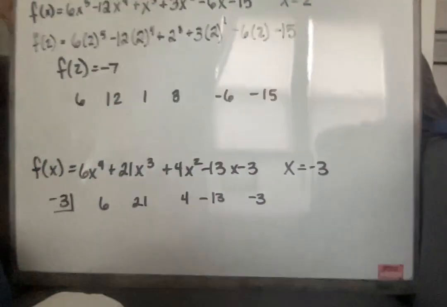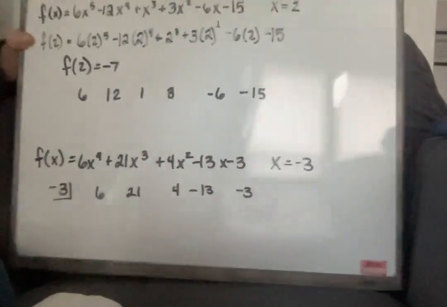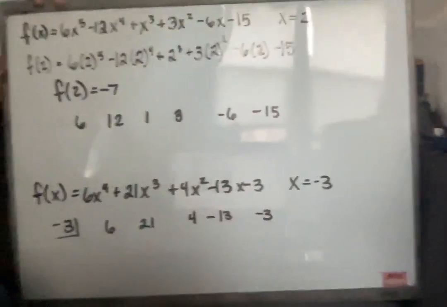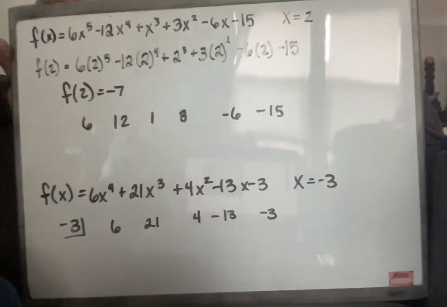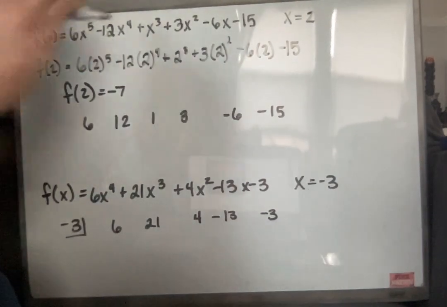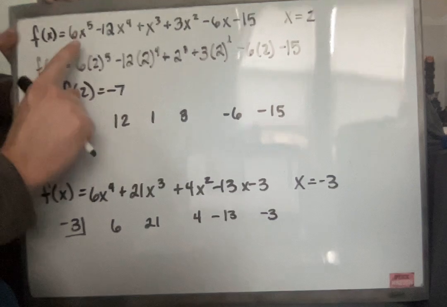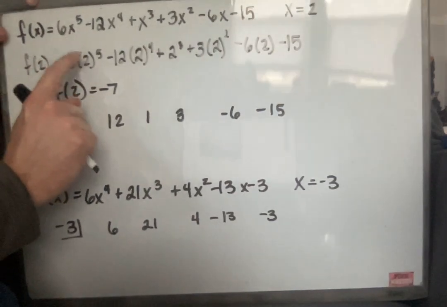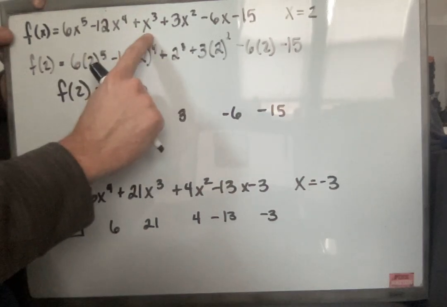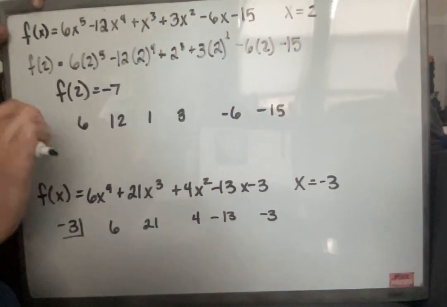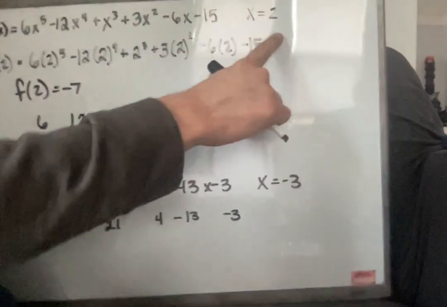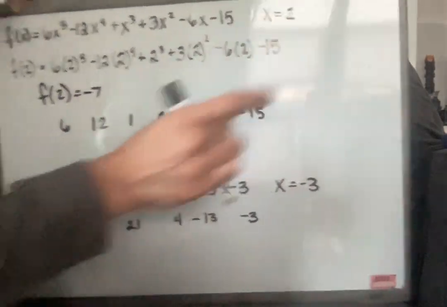All right, this is going to be the remainder theorem. What the remainder theorem states is that I can use synthetic division to find the evaluation of a function. So let's say my original function was 6x to the fifth minus 12x to the fourth plus x to the third plus 3x squared minus 6x minus 15, and I wanted to evaluate this at x equals 2.